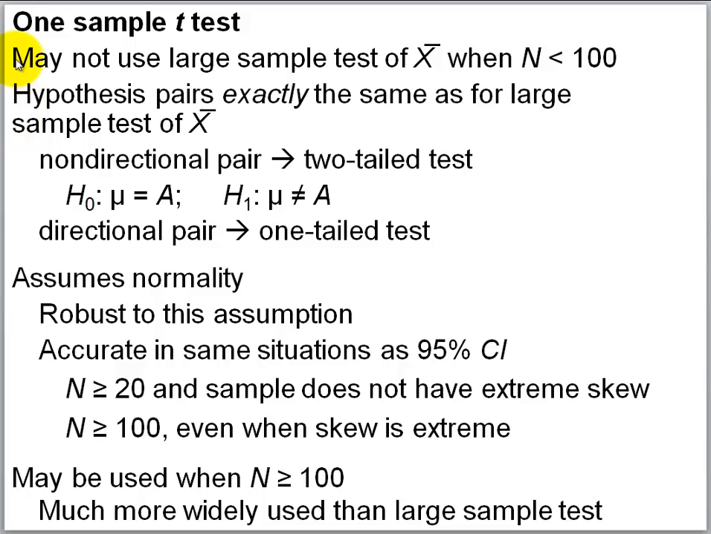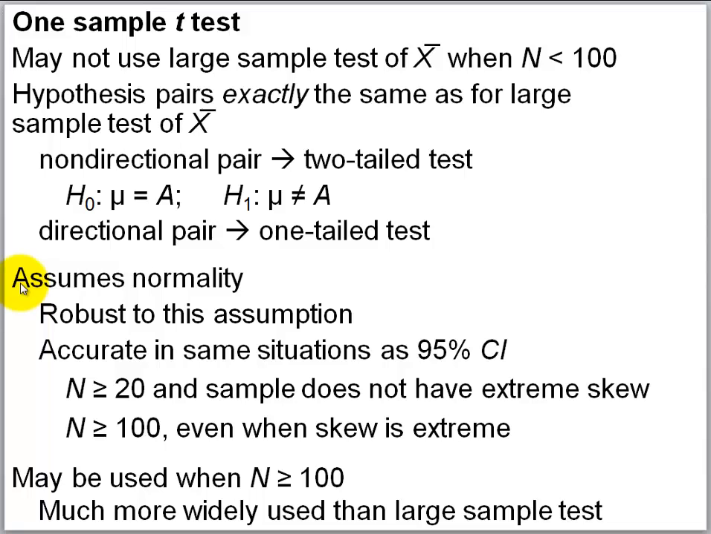One may not use the large sample test when n is less than 100, and a major reason for this is that the estimate of the standard error of the mean may not be sufficiently accurate. Here's the hypothesis pair for where the pair is non-directional and therefore the test is two-tailed. I'm not listing the directional pairs, but when the pair is directional, you use a one-tailed test. And again, the directional pairs are identical to the directional pairs for the large sample test of the mean.